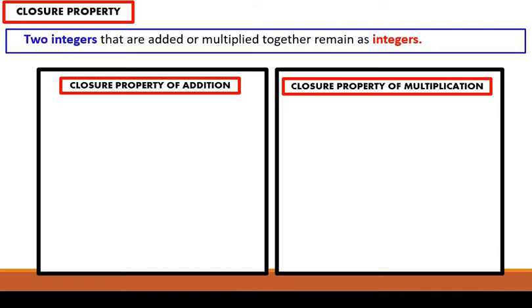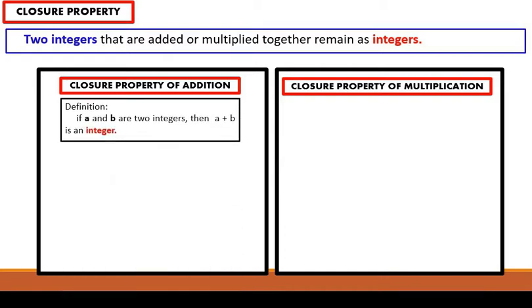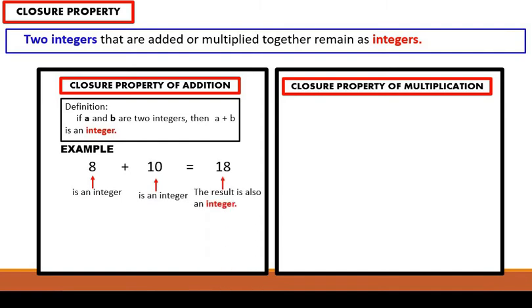Integers are the positive and the negative numbers and 0. So whenever you add or multiply two integers, the answer is still an integer. Let's have an example for the closure. For example, you're going to add 8 and 10. We know that 8 and 10 are integers, and the answer here is also an integer, which is equal to 18. So that is what you call the closure property of addition.